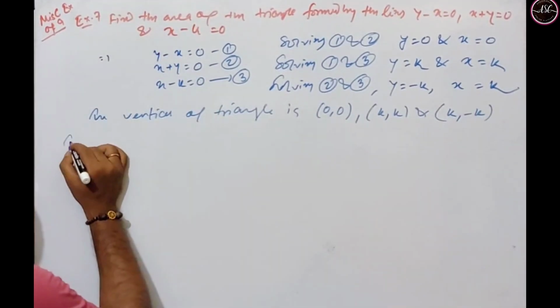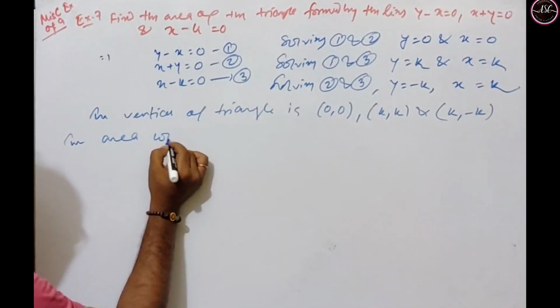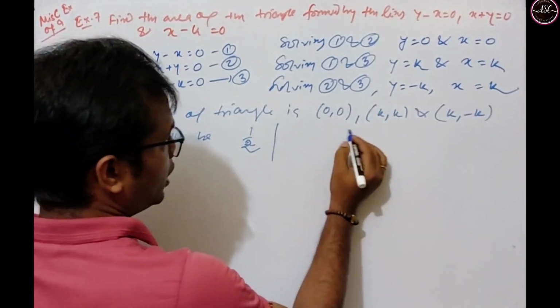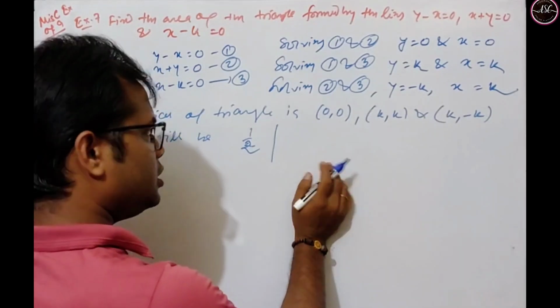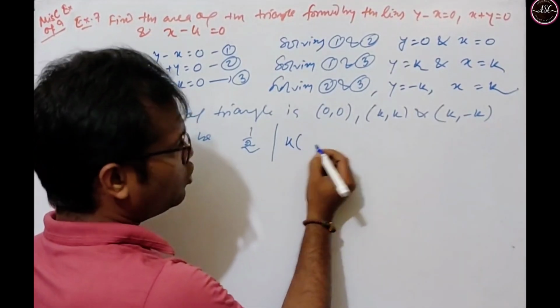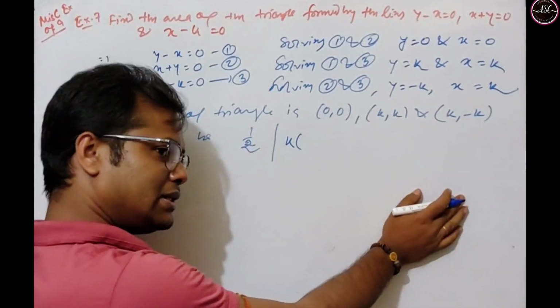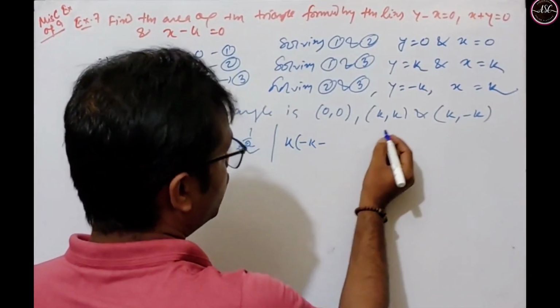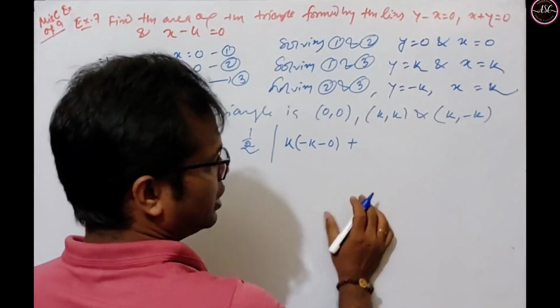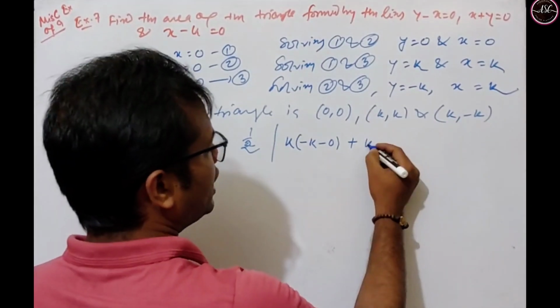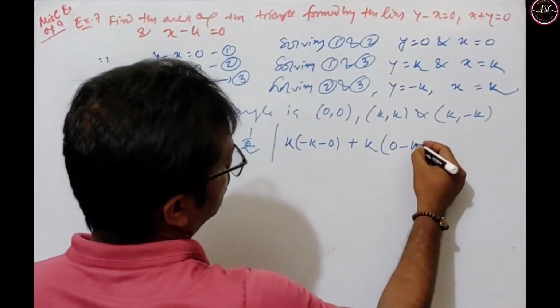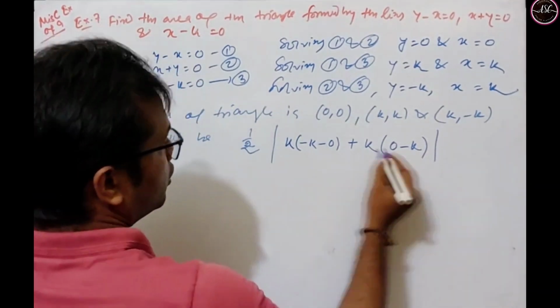So the area will be half of mod x1, that means this part will be 0, and x2 equal to k, x2 into y3 minus y1, that means y3 equal to minus k minus y1 equal to 0, plus x3, that means k, into y1 that means 0 minus y2, which is k square unit.